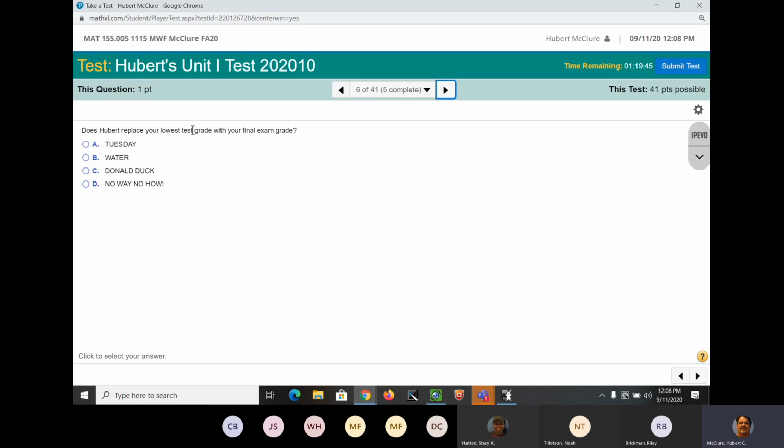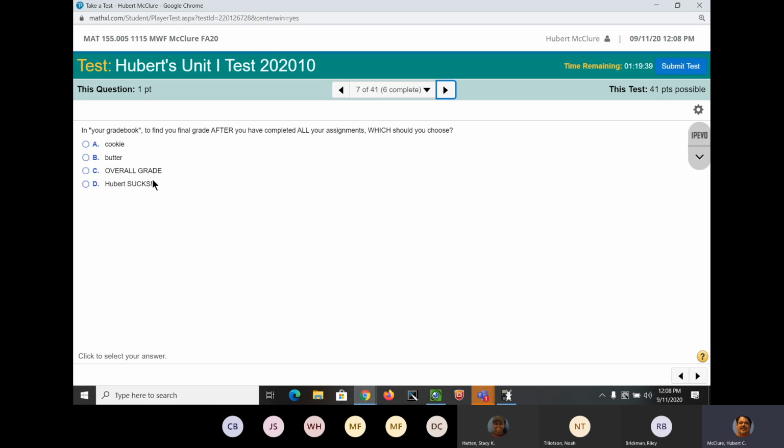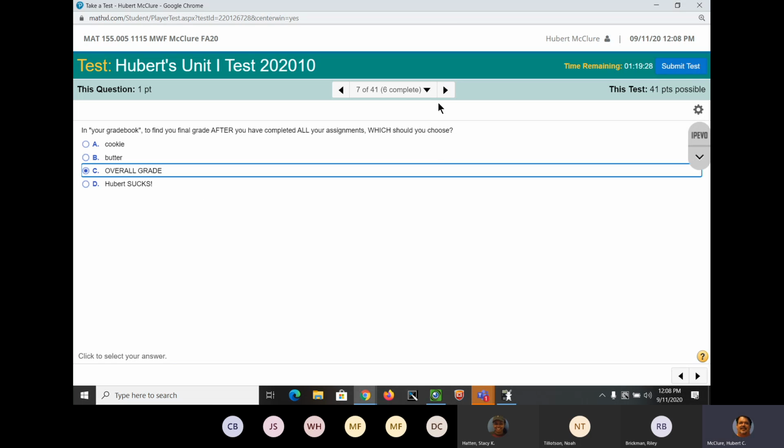Does Hubert replace your lowest test grade with your final exam grade? No way, no how. In your grade book, to find your final grade after you have completed all your assignments, which button should you choose? Overall grade.